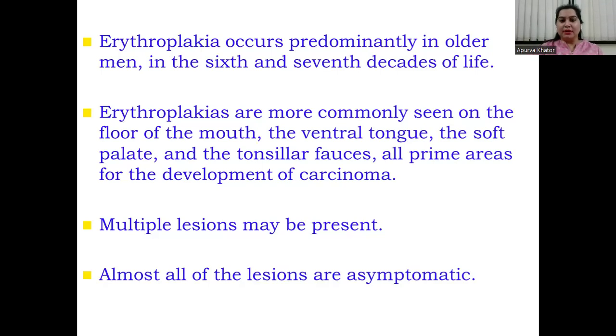Erythroplakia usually occurs in older men around the 6th to 7th decades of life. Erythroplakias are most commonly seen on the floor of the mouth, ventral surface of the tongue, soft palate, tonsillar fossae, and all prime areas for the development of carcinoma. Sometimes multiple lesions can also be present. Almost all of the lesions are asymptomatic, but sometimes a burning sensation may be present.